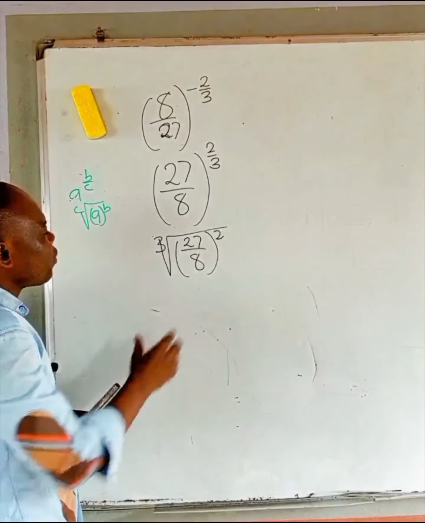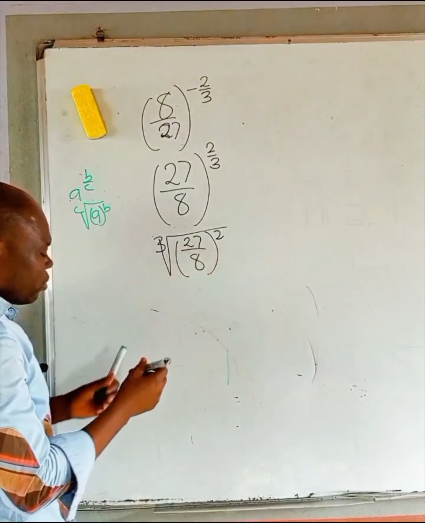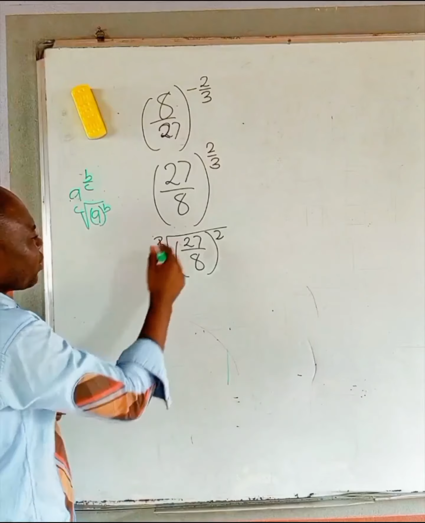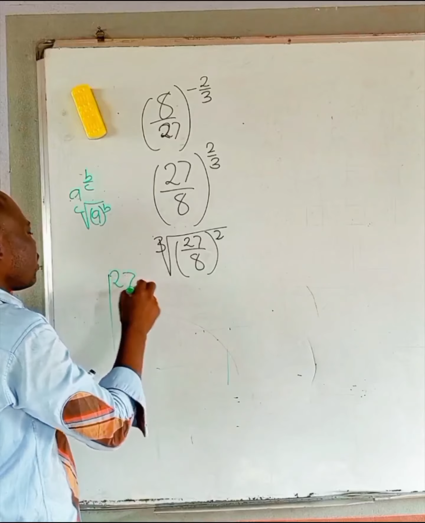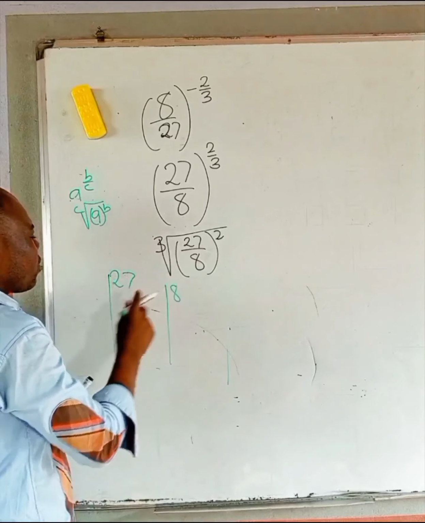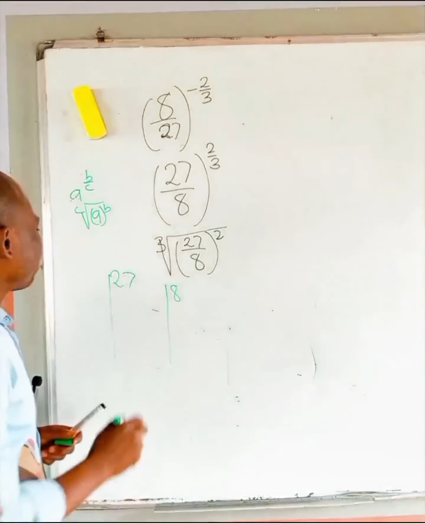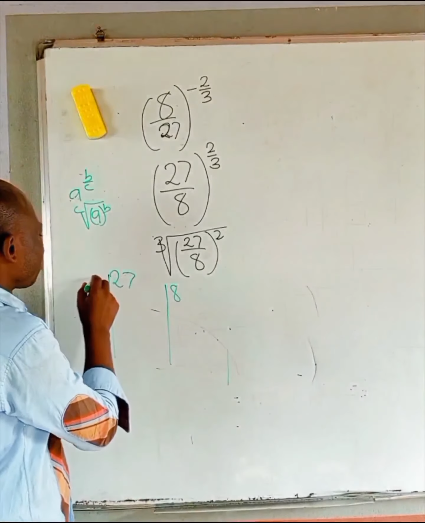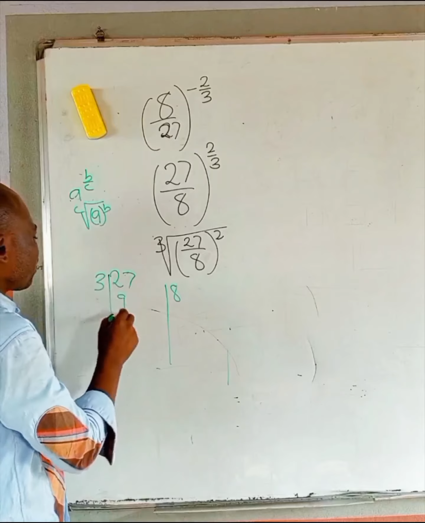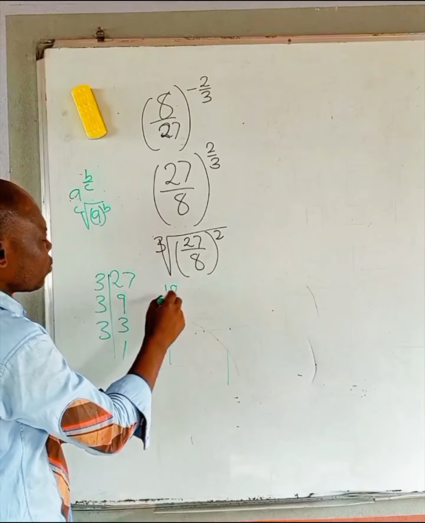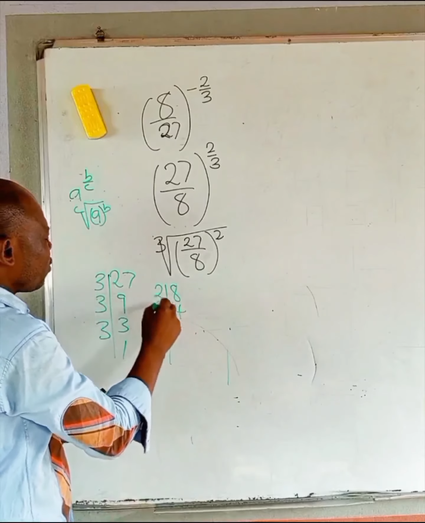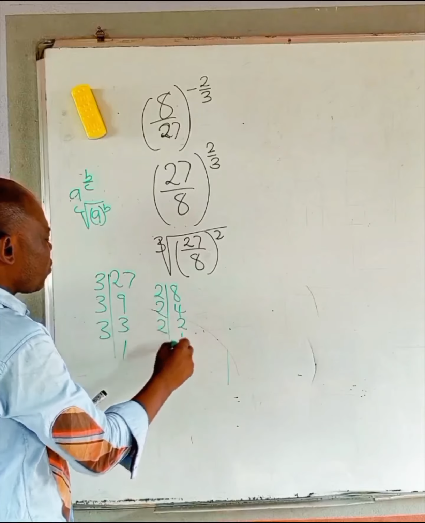Then for you to get the cube root, what you simply do is to divide 27 and 8 simultaneously. We have 27 here and 8 here. 3 can divide this number, 2 cannot. 3 into 27, you have 9. 3 into 9, you have 3. And 3 into 3, you have 1. For this one, 2 can: 2 into 8, you have 4. 2 into 4, you have 2. 2 into 2, you have 1.